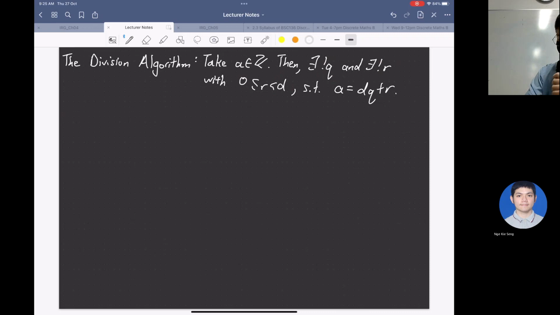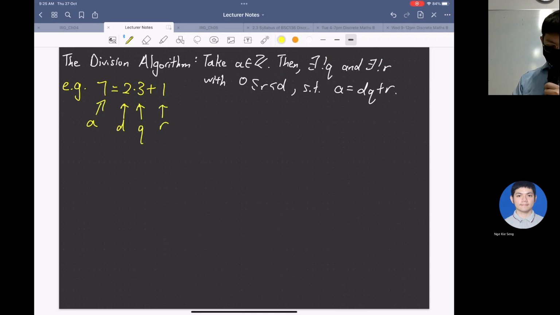This is actually quite familiar to you. For example, let's take A equals 7 and D equals 2. So 7 is equal to 2 times 3 plus 1. This is our A, this is our D, this is our R, and this is our Q.